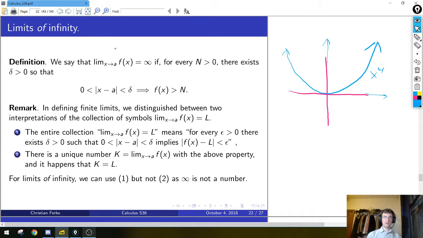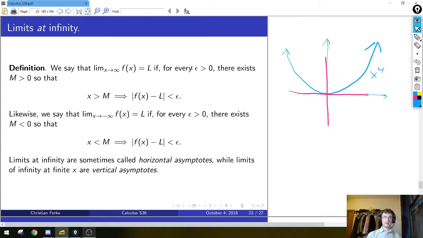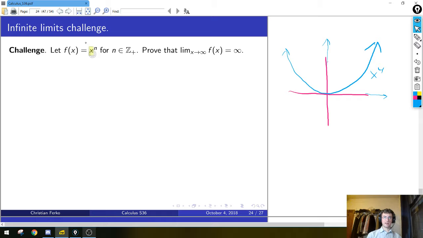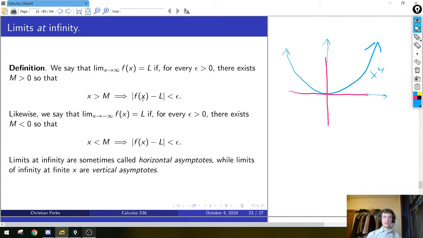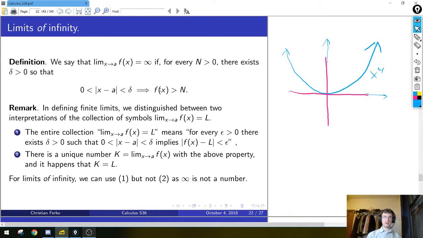So we need that for every big number capital N greater than 0, there has to be another big number m greater than 0, so that whenever x is bigger than m, the output f of x, which is here just x raised to the power little n, has to be bigger than capital N. So this is what we need to prove.